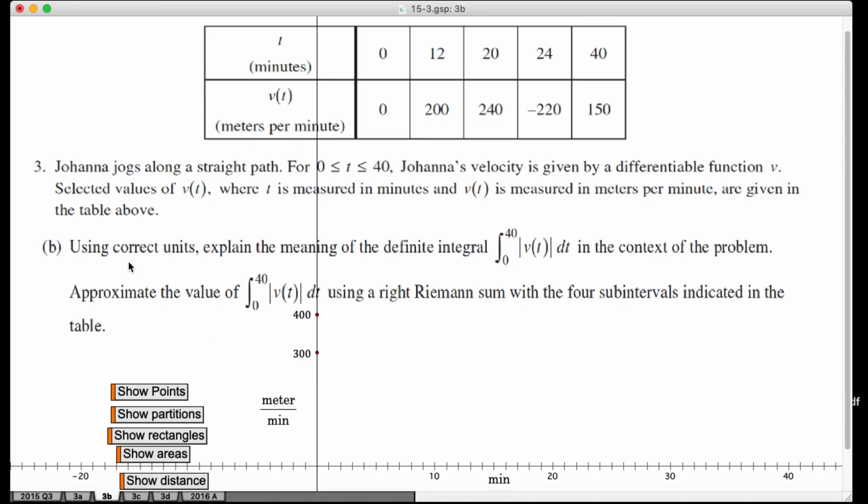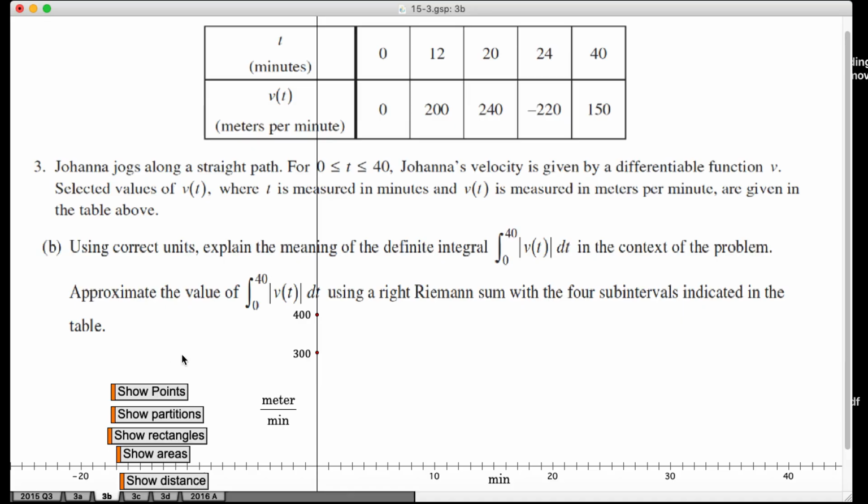Part B says, using correct units, explain the meaning of the definite integral of the absolute value of the velocity in the context of the problem, and approximate the value of this definite integral using the right Riemann sum with 4 subintervals indicated in the table. Okay, so let's see what we do.